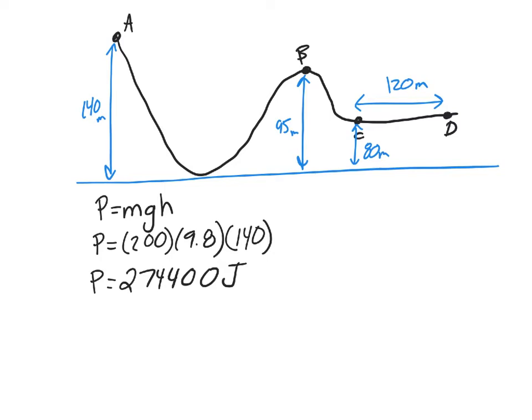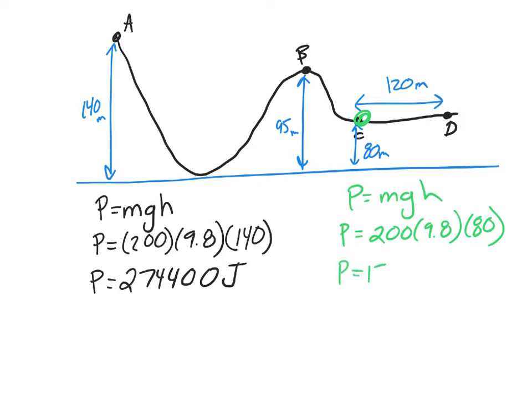So assume there is no friction between A and C. What is the potential at position C? Well, if we're at C, over here, then our potential energy is mass times gravity times height. Potential energy is equal to 200 times 9.8 times the height, which is 80. And we put that in the calculator, and we get 156,800 joules. Notice that this is less than this. That makes a lot of sense because we are closer to the ground. Some of our potential energy is no longer there.